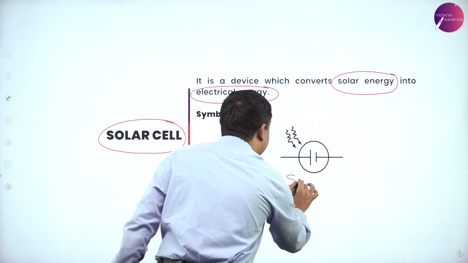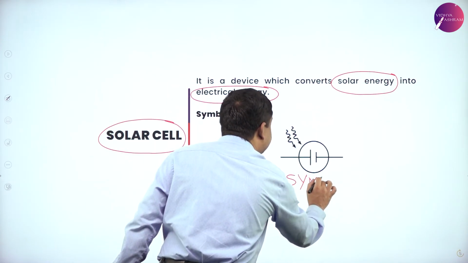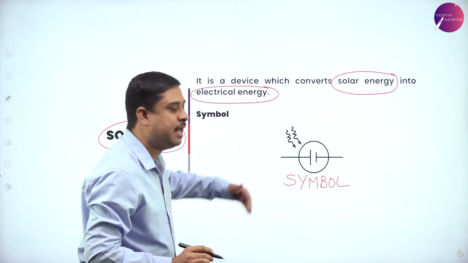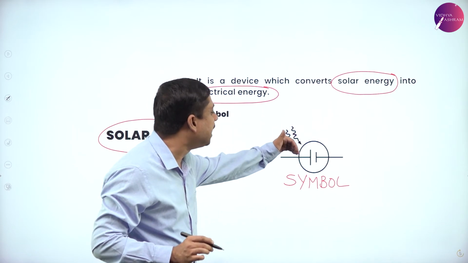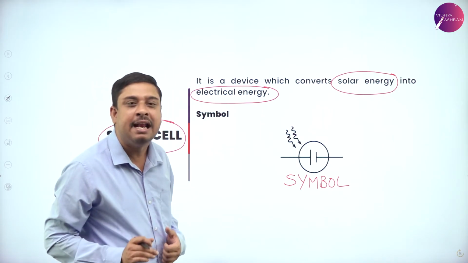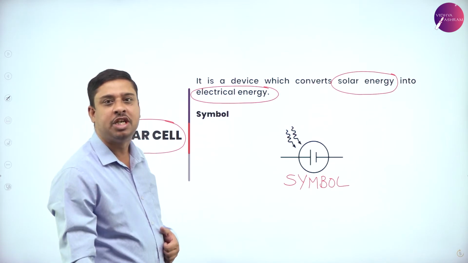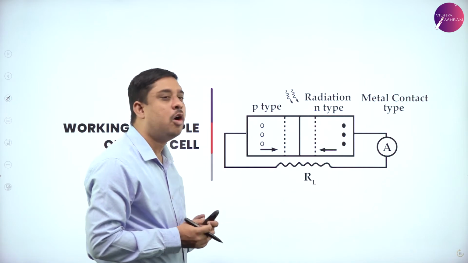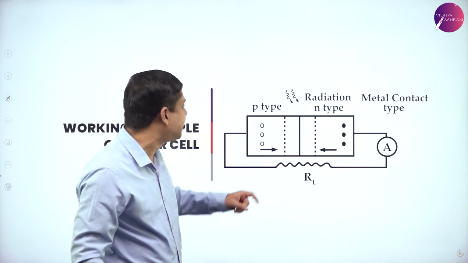And this is the typical symbol of a solar cell. Light is falling on the cell, which will be converted into electrical energy. This is the working of a solar cell.